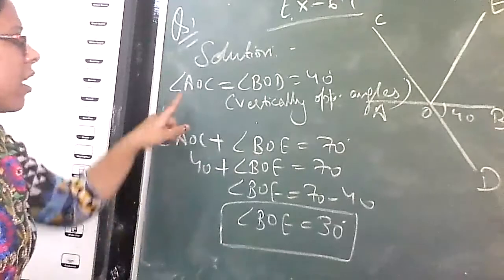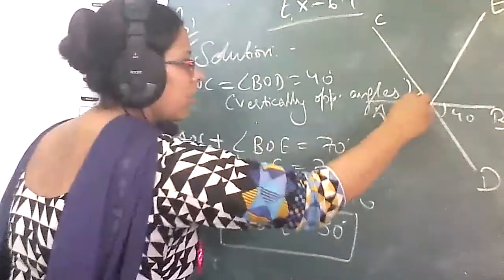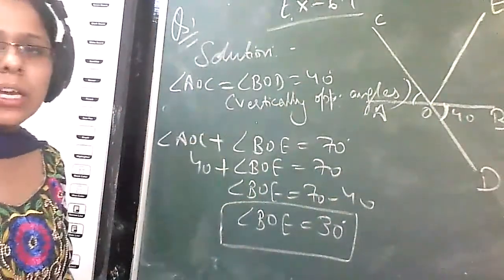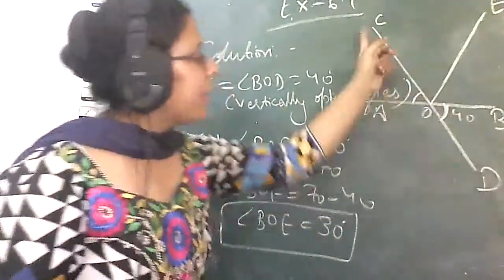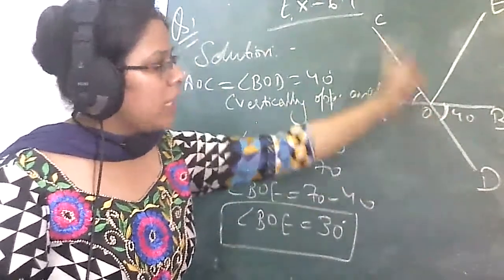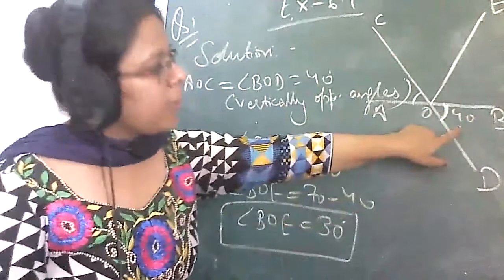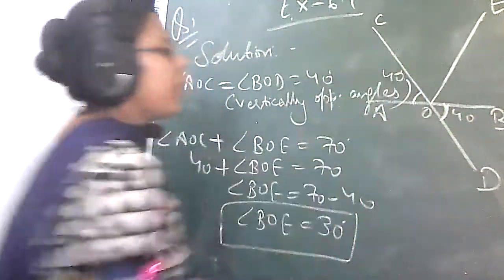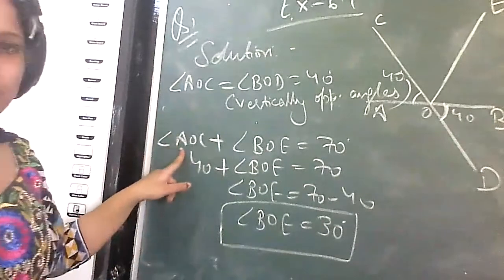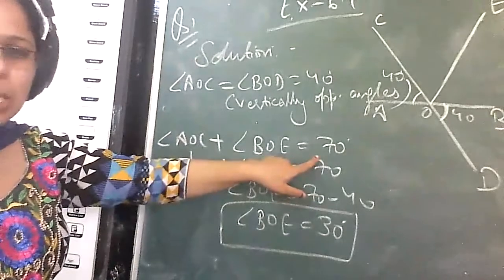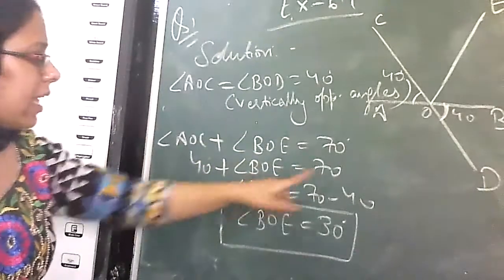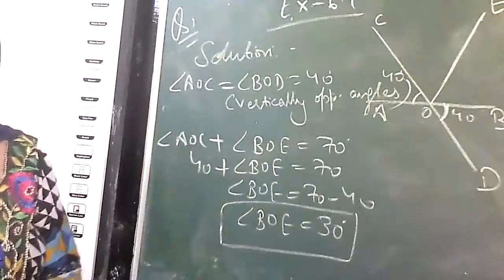Let's see the solution, class. I can say that angle AOC will be equal to angle BOD, that will be 40 degrees, because they are vertically opposite angles. As we know that AB and CD are two lines intersecting at point O, angle AOC will be equal to BOD, and since BOD is 40 degrees, AOC will also be equal to 40 degrees. Now it is given that angle AOC plus BOE is equal to 70 degrees. Since AOC is 40 degrees, we can find the value of angle BOE as 70 minus 40, that is 30 degrees.